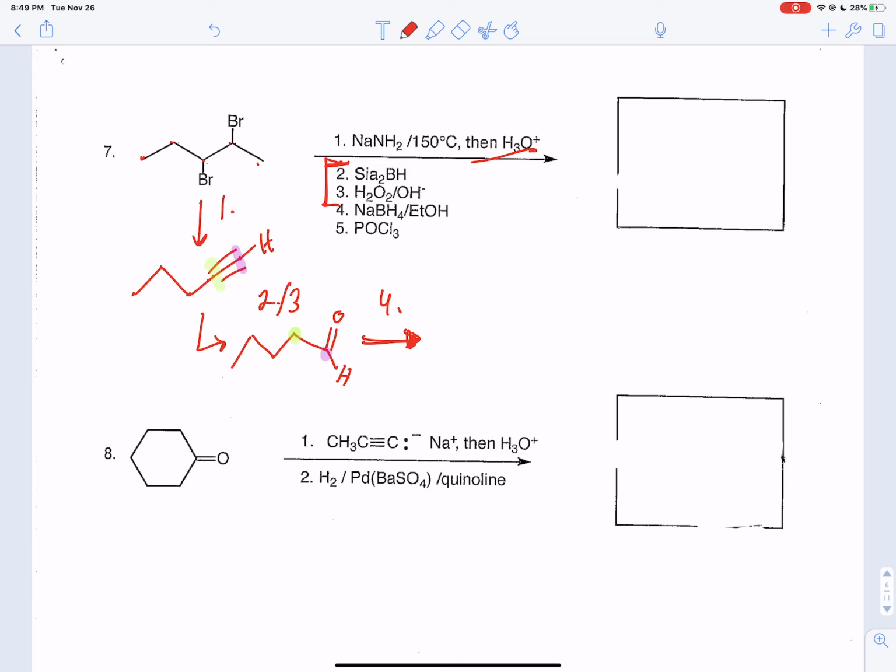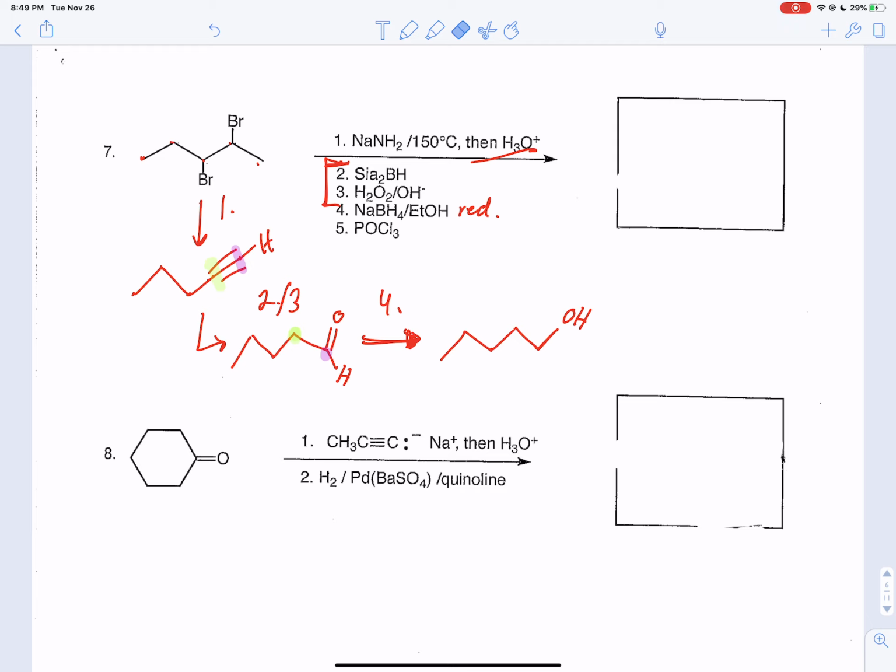Step number 4, is this a reducing or an oxidizing agent? Reducing agent. So there's a source of hydrides in there, right? So that's going to reduce the aldehyde. It will also reduce ketones, okay? No esters and no acid chlorides. So we take that purple carbon, get it reduced to an alcohol, okay? Sounds good?